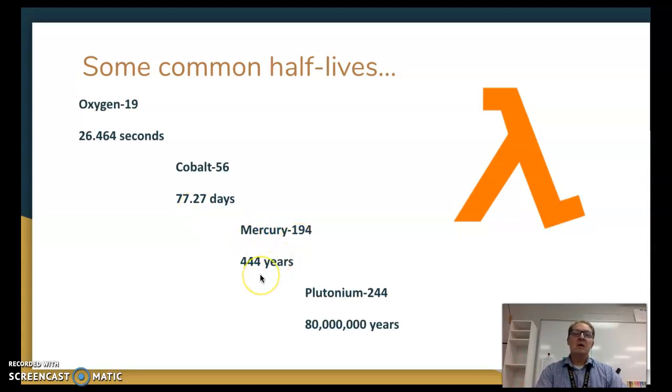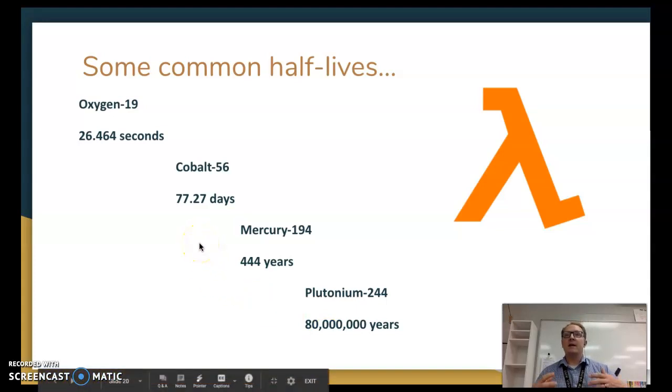Mercury-194, approximately 444 years. Look how different these are. And plutonium-244 is an example that's just ridiculous. 80 million years before half of that sample will radioactively decay. All right. This is a concept that we're going to have to work with and become familiar with, this terminology of decay and stability and radioactivity and half-life.